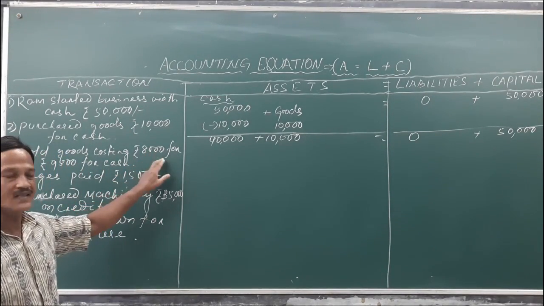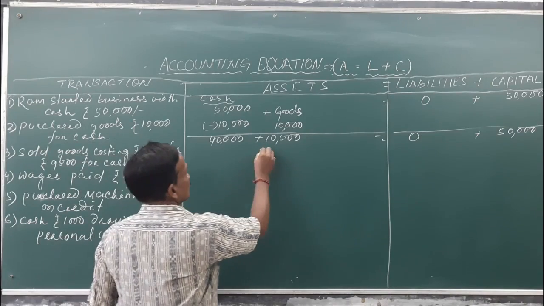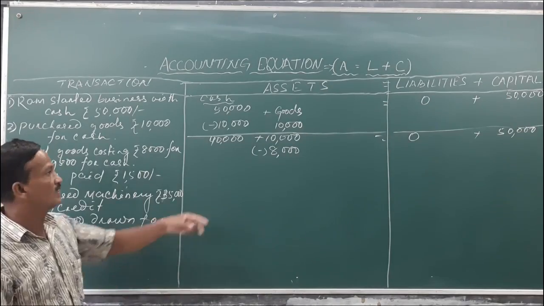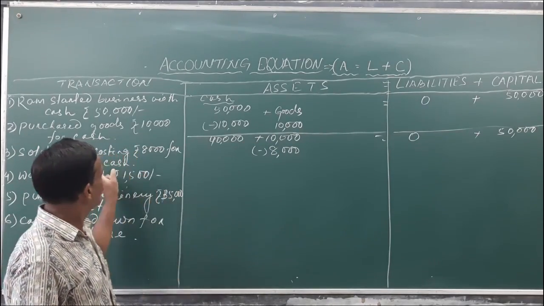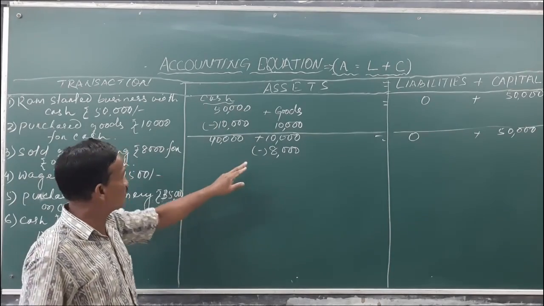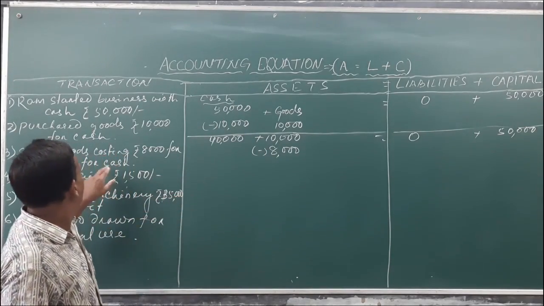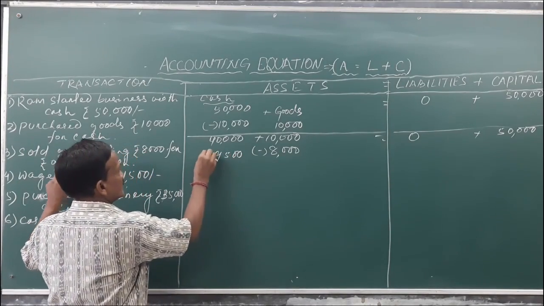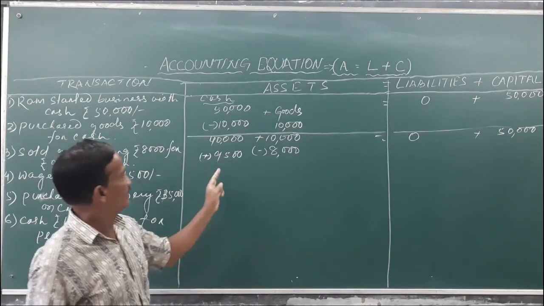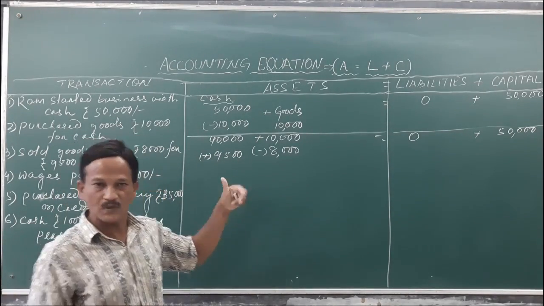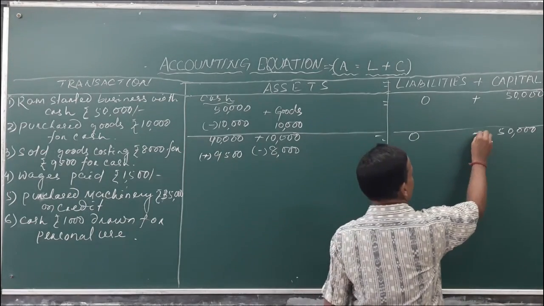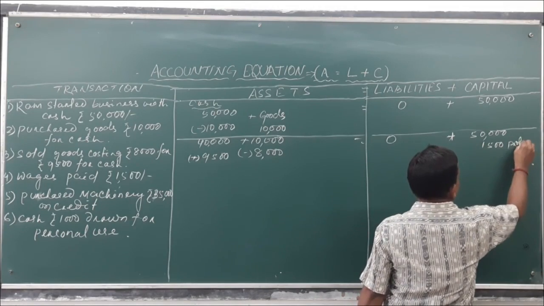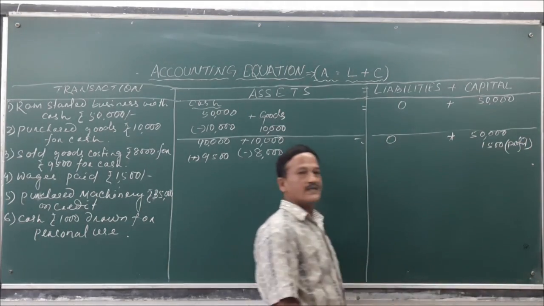Then the third transaction: sold goods costing 8,000 for 9,500 for cash. From the goods, 8,000 is subtracted, the cost price of the purchased goods sold. Sold for cash 9,500, that is cash is added. Then the difference, 1,500, is profit, and it is added to the capital.